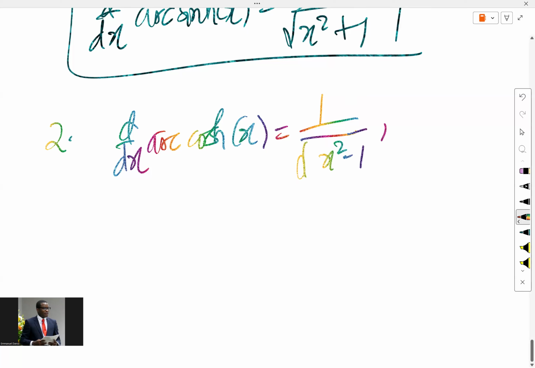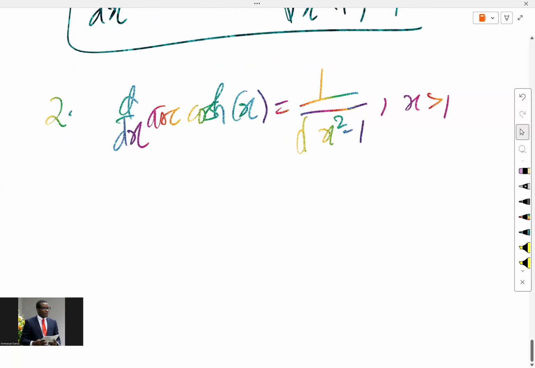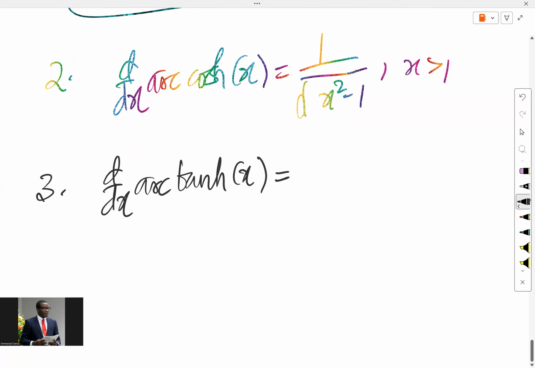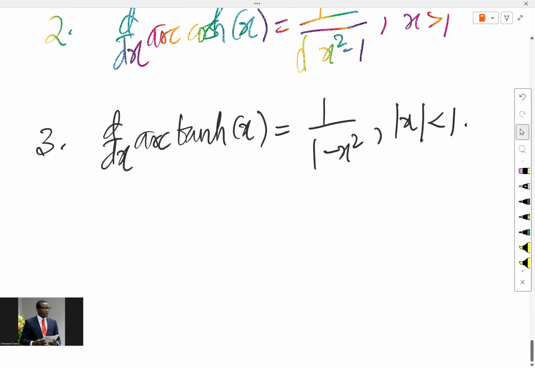And of course, there's an imposition that x has to be greater than 1 for sure because of the square roots. Does the square root really matter? Yeah, it has to be. If it is 1, then that place will be undefined. Yeah, so because of the square roots for sure. Then we have 3, we have d/dx of arctanh of x, and that is 1 over 1 minus x squared. And the condition is that the absolute value of x must be less than 1, meaning that x must lie between minus 1 and 1.